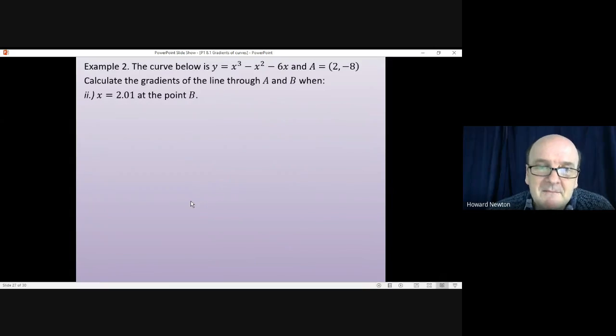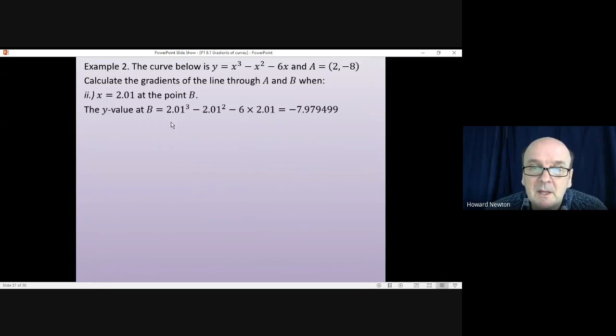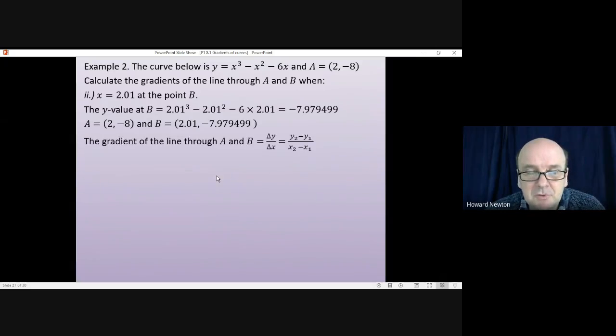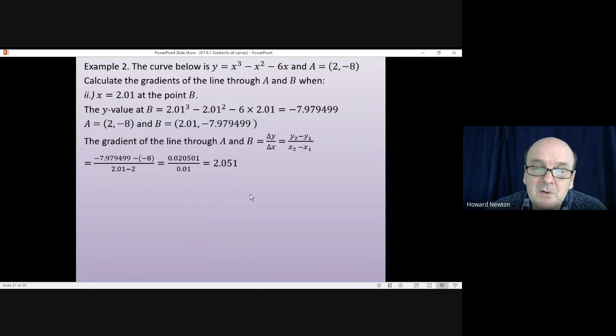Then we do the same thing again for x equals 2.01. So first of all, we substitute 2.01 into the equation of the curve, and that'll give us the value of y. Put all that in the calculator, and you get a value of minus 7.979499 for y. Now we know the coordinates of A and B, so we can work out the gradient of the line through them in the normal way. Those are the numbers you need to put in the calculator, and for the answer you should get out 2.051 to 3 significant figures, or 3 decimal places.